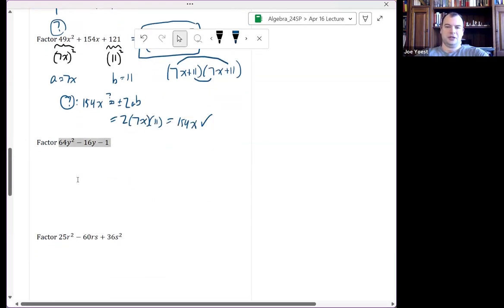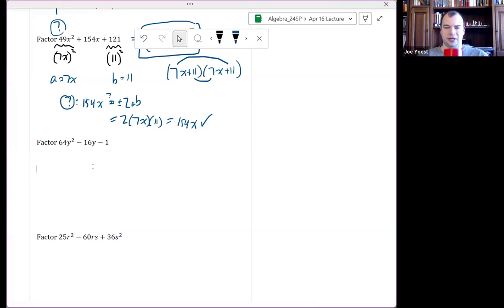If I look at this next example, I first look for a greatest common factor, but I see that 64y², 64 has a bunch of factors of 2, and that's all. And then I have a factor of 1 here. Of course, there's going to be nothing that I can factor out at the beginning. But I do note that 64y² is (8y)². And I do note that 1 is 1².